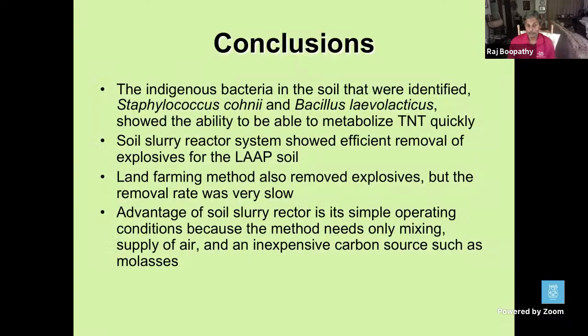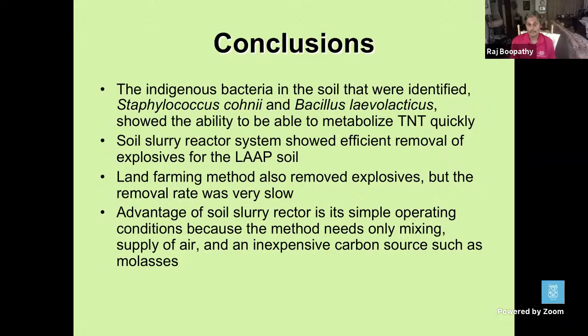So for that particular site, we recommended 2 choices we gave the Army. You could use a soil slurry reactor if you want to do a fast cleanup. If you have a lot of time to clean up, you use the landfarm method. There's a trade-off between the time versus the cost of cleanup.